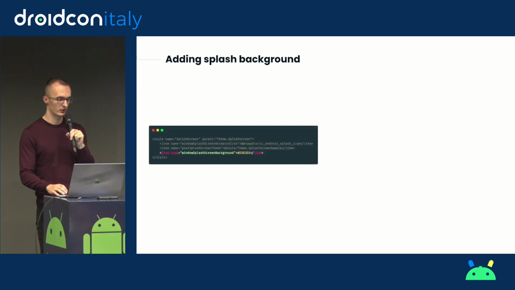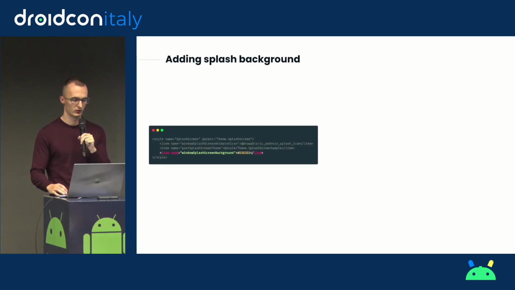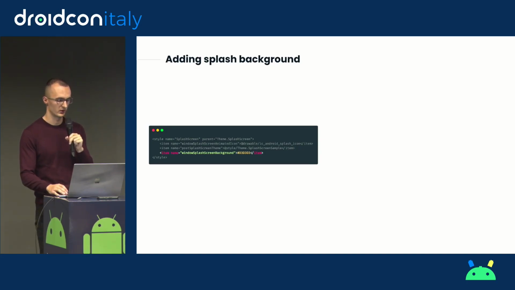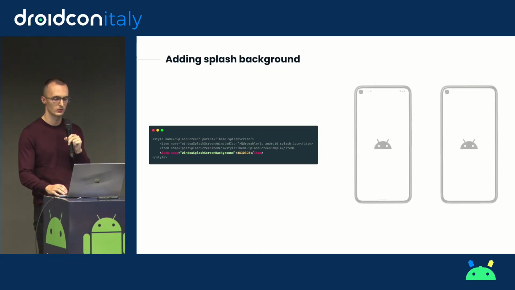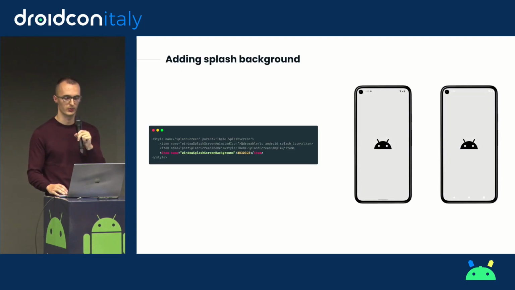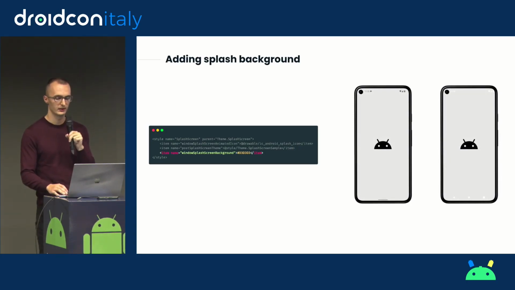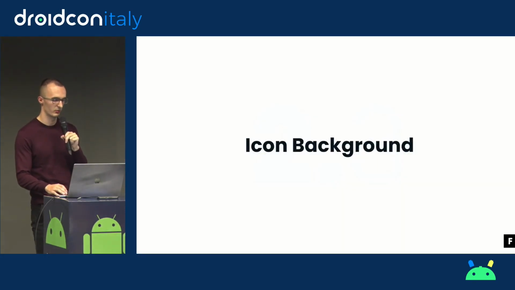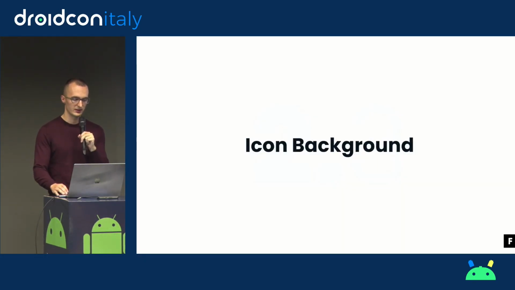To add a splash screen background, as we said, we simply use the window splash screen background attribute. The value is the color that we want to use. For the splash screen, I chose some gray color, and if I run the application on API 31 and on the older version, this is the result that I get. And this is it regarding the splash screen background. Next, let's add an icon background.